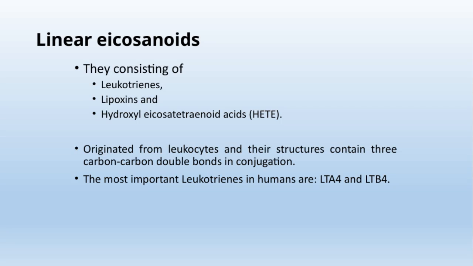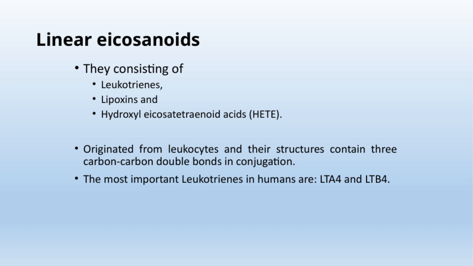Now, let's take a closer look at these molecules. They consist of leukotrienes, lipoxins, and hydroxyeicosatetraenoic acids, commonly known as HETEs. These are all derived from leukocytes, which are key players in our immune response. Structurally, they contain 3 carbon-carbon double bonds arranged in conjugation. This conjugated system is important because it influences their biological activity.